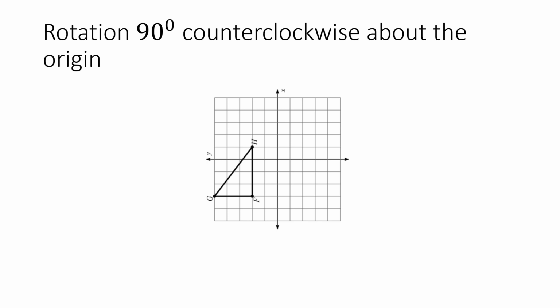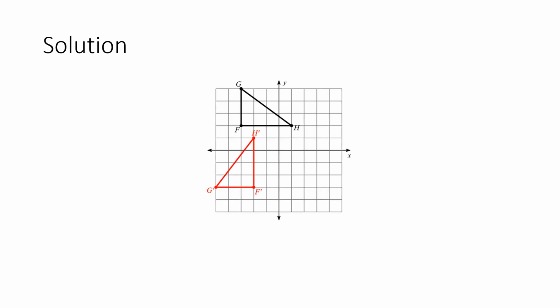So now the coordinate of our image is G prime is -5, -3, F prime is -2, -3, H prime is -2, 1. So in the question, we rotated triangle FGH 90 degrees counterclockwise. We got the image triangle F prime, G prime, and H prime in red.